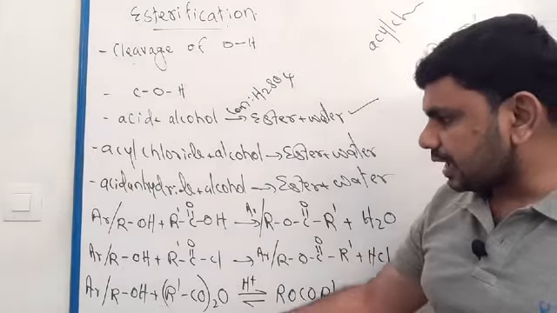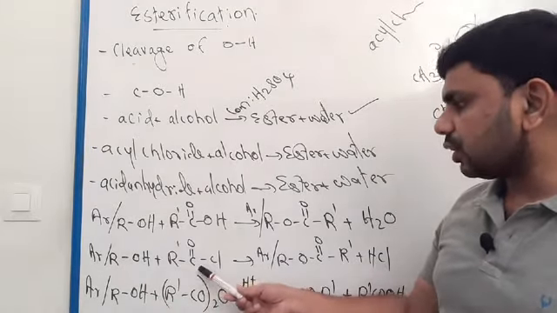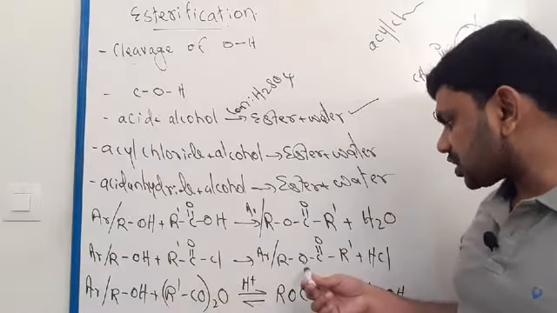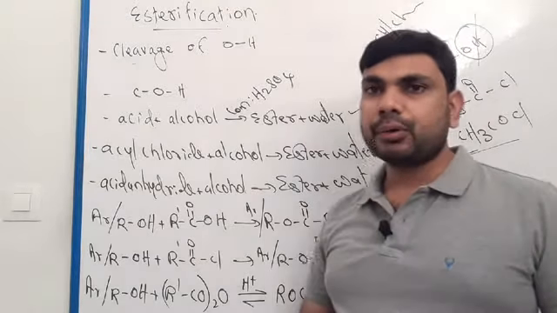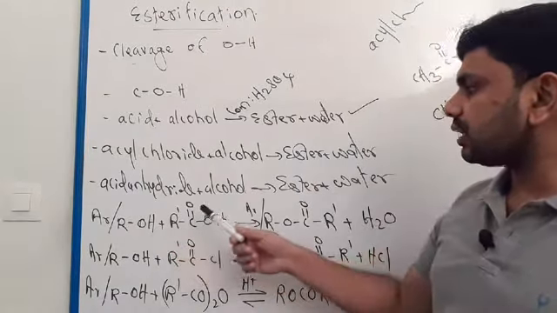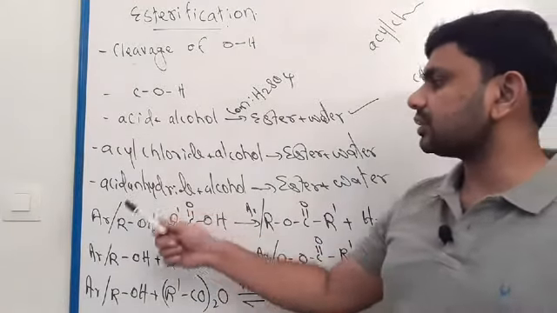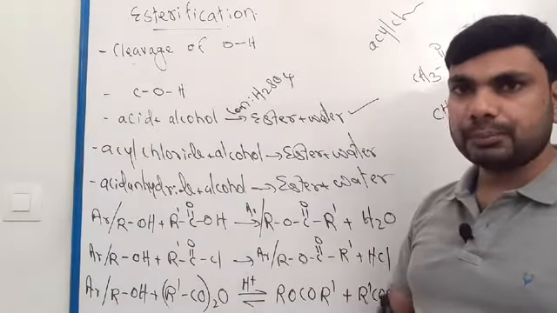This is an example of such a chemical reaction. Here this is acid chloride or acyl chloride. It reacted with alcohol, produces ester and HCl. Hydrogen chloride will be a side product. Carboxylic acid reacted with alcohol, ester and water will be the side product.